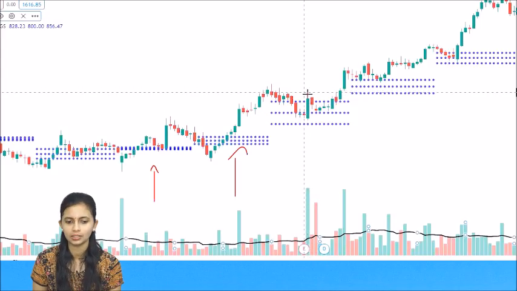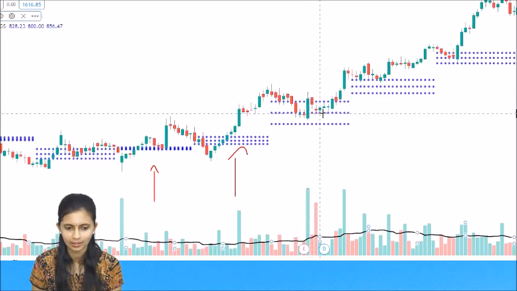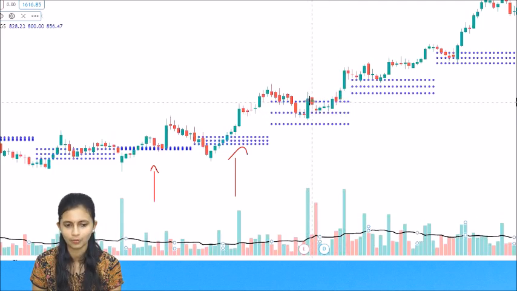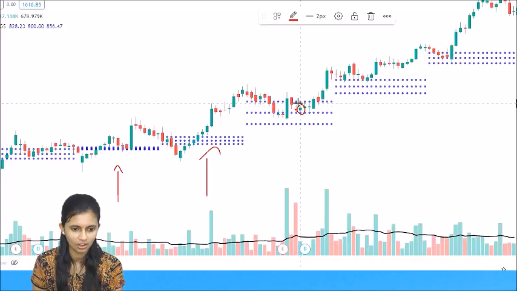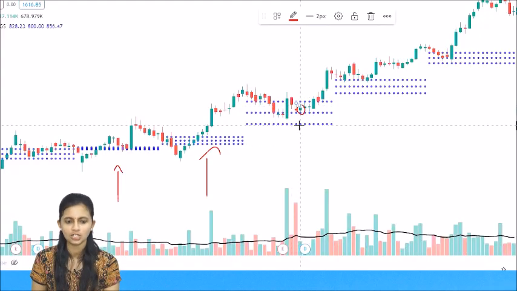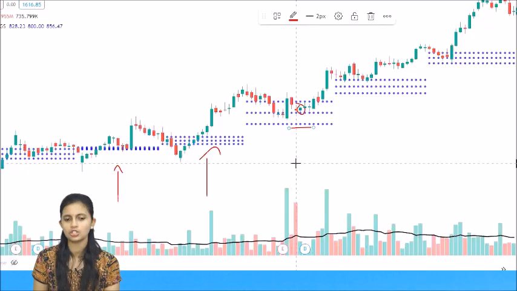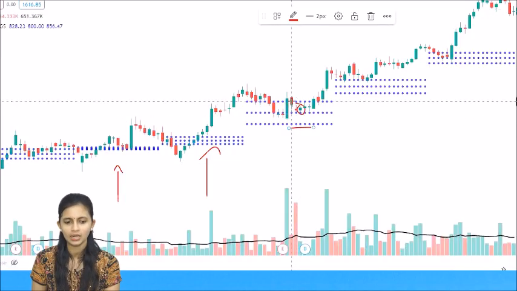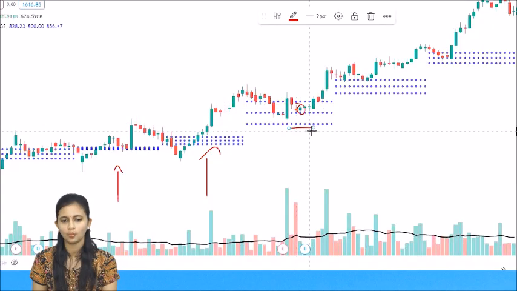Or you can also go for another method wherein you can see here the stock came till here, the CPP, that is the central pivot point. It just took support over here and then moved upwards. So this green candle can be your entry point and the stop loss can be below this CPR. Around here you can keep the stop loss. So entry is when the candle touches this CPP and takes support, and the stop loss can be below this CPR.